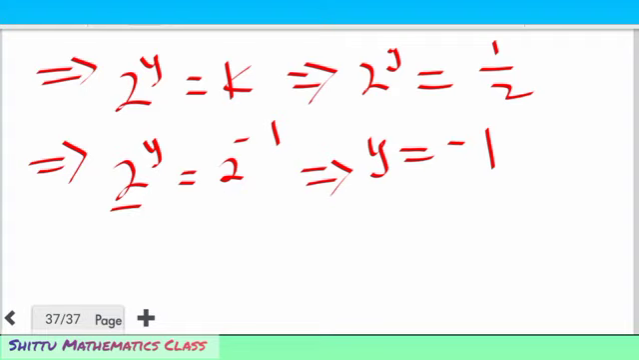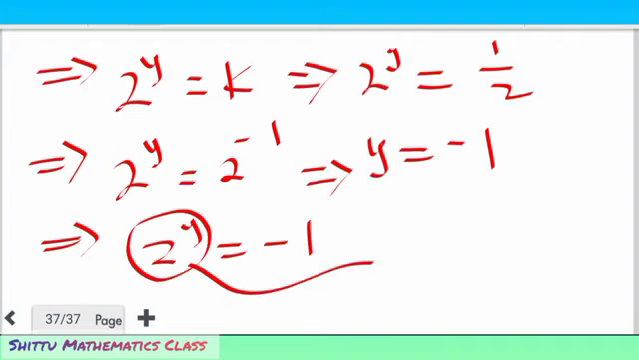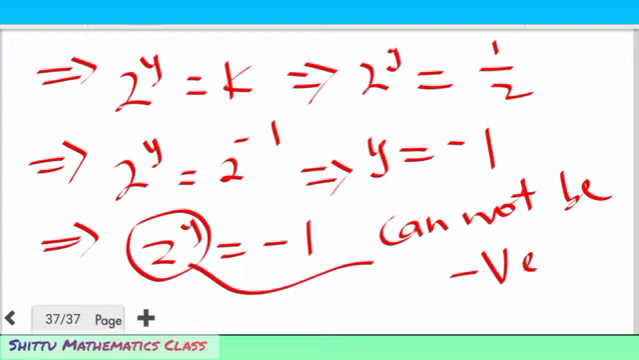If you want to use the second one, which is minus 1, you can see that 2 to power y equals minus 1. This cannot be negative, so we cannot have any solution there. Therefore, the only solution we have here is y equals minus 1.